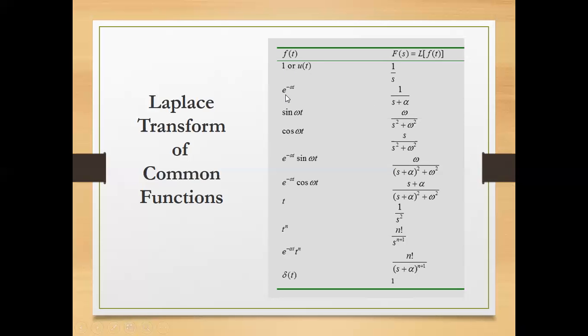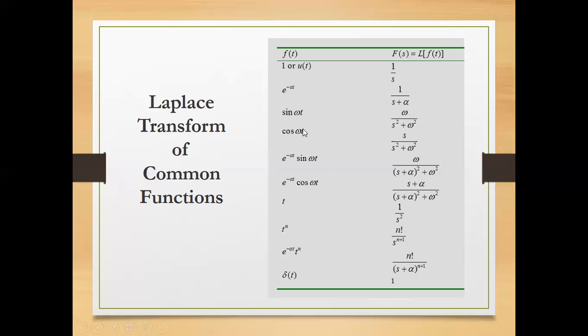For an exponential function, I have shown to you already the derivation in the previous slide. That would be 1 over s plus alpha, where alpha is the constant that is being multiplied to your variable that appears in the argument of this exponential function.